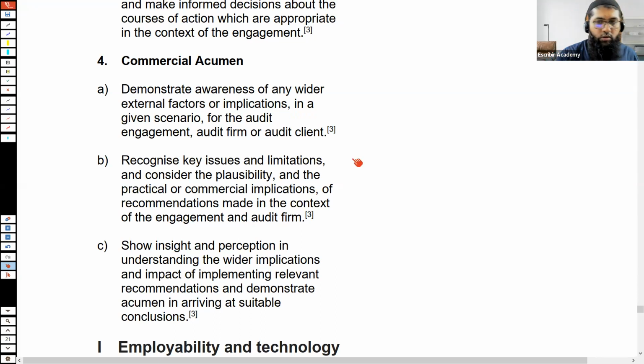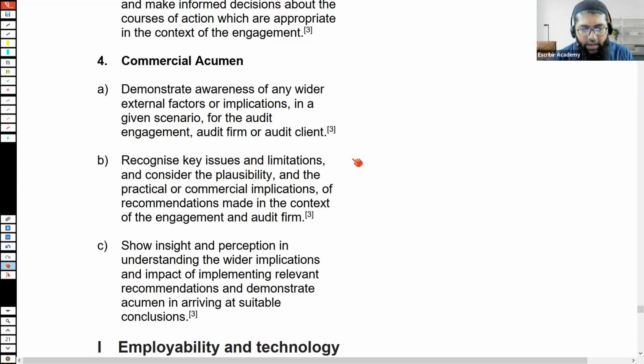So basically, having a sense of what could have adverse implications for the client, what could have adverse implications for the audit firm, and how the audit firm should react in a given scenario, because after all, you are a commercial organization. Obviously, we have to keep the ethical standards in mind, but we have to have commercial acumen also. So that is also something that you have to keep in mind and apply.